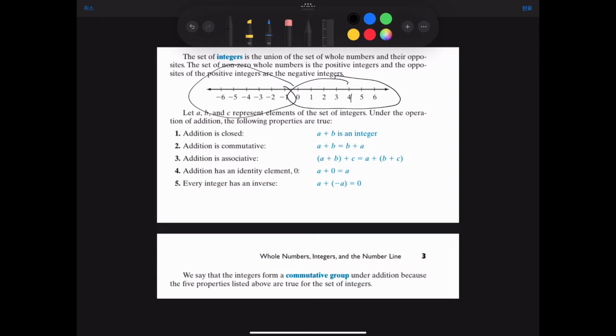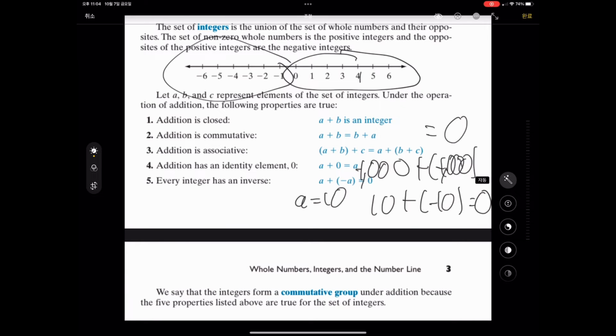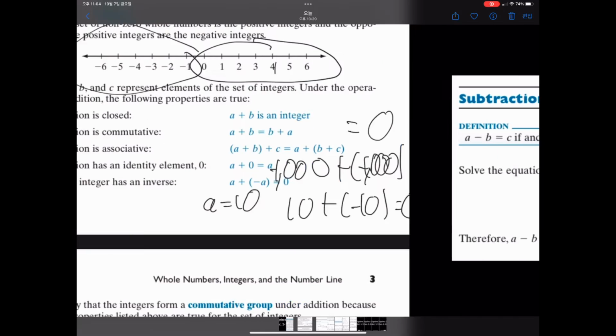So let's say if A equals 10, then it would be 10 plus negative 10, which would equal 0. This could be any number, so it could even be 1,000 plus negative 1,000. It would be equivalent to 0 in the end. So that is what integers and the number line are.